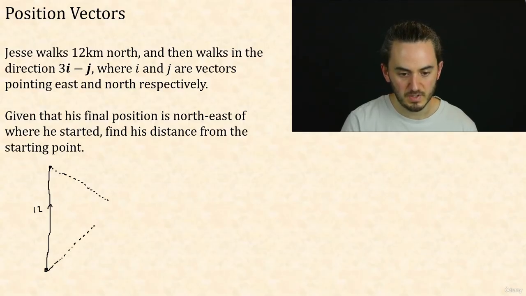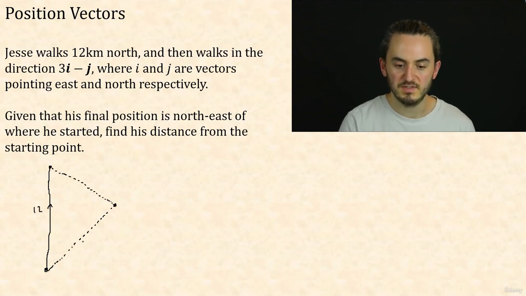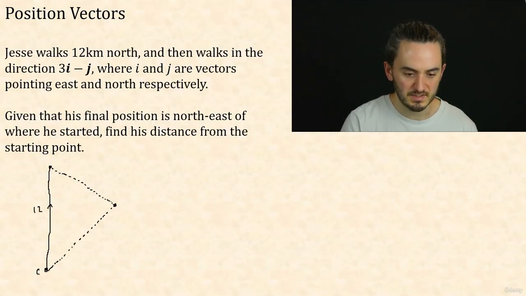So at some point he finds himself northeast of where he started. And the question is, what's that distance? Okay, so let's give these things some names. So let's call this O, the origin. Let's call this A, and let's call this B.